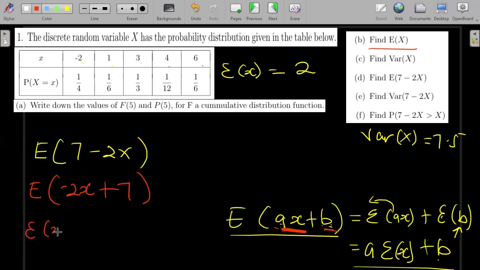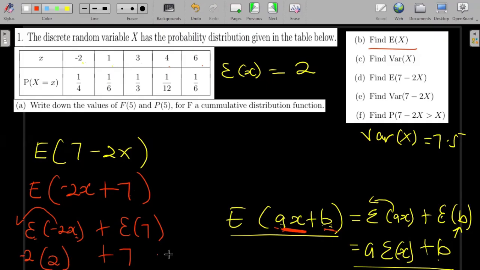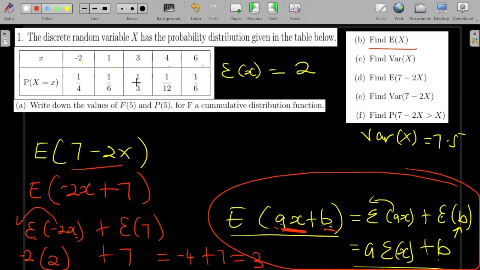So what is the expected value here? It's just the expected value of minus 2x plus the expected value of 7. This one is a constant, so it will just be 7. Then the minus 2 will go in front, so it will be minus 2, and then the expected value of x. The expected value of x is 2, so I'm going to write 2 here. So we have 2 multiplied by the minus 2 outside there, which is just minus 4, and then plus 7. So the expected value of this linear function, which is 7 minus 2x, will just be 3. Always remember this property when you're dealing with expected values.